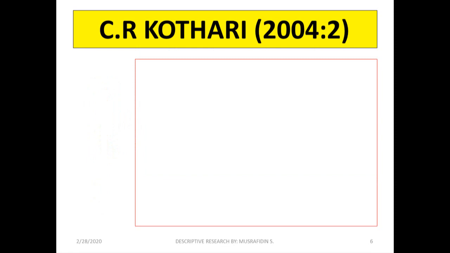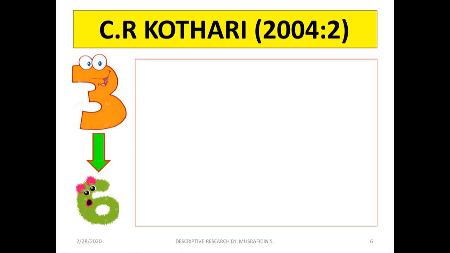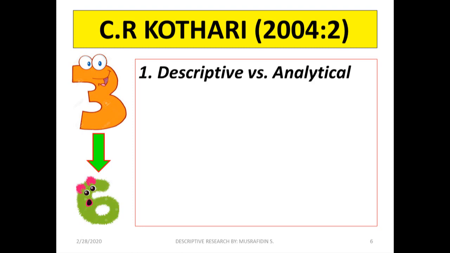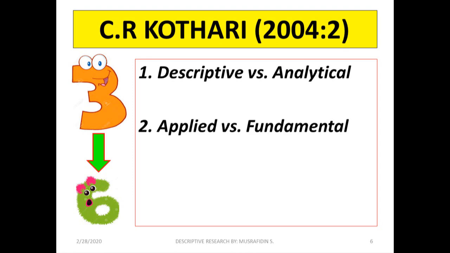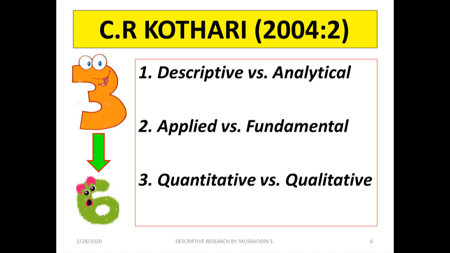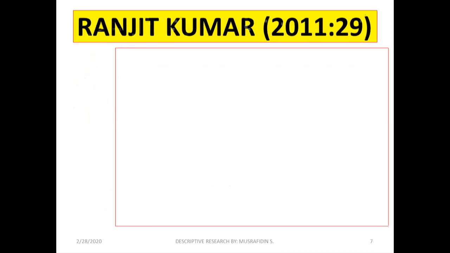According to C.R. Kothari, types of research generally are divided into three, and in specific, we have six. They are: number one, descriptive versus analytical; number two, applied versus fundamental; and number three, quantitative versus qualitative. While according to Ranjit Kumar, he also divides the types of research into three in general and eight in specific.